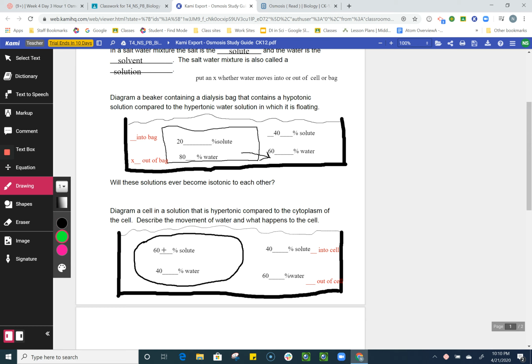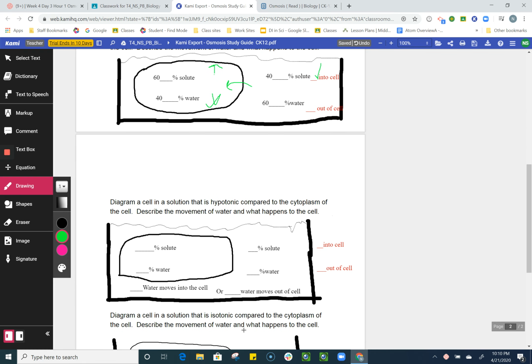So if the water flows into the cell, that means this excess water is going to start creating pressure on the cell, which means it's going to expand the cell. So water will move. You can open up the text box and put X, or you can just do a check there. It's going to move into the cell. And the cell could eventually, if it's not a plant cell with cell walls, it could rupture. Okay.